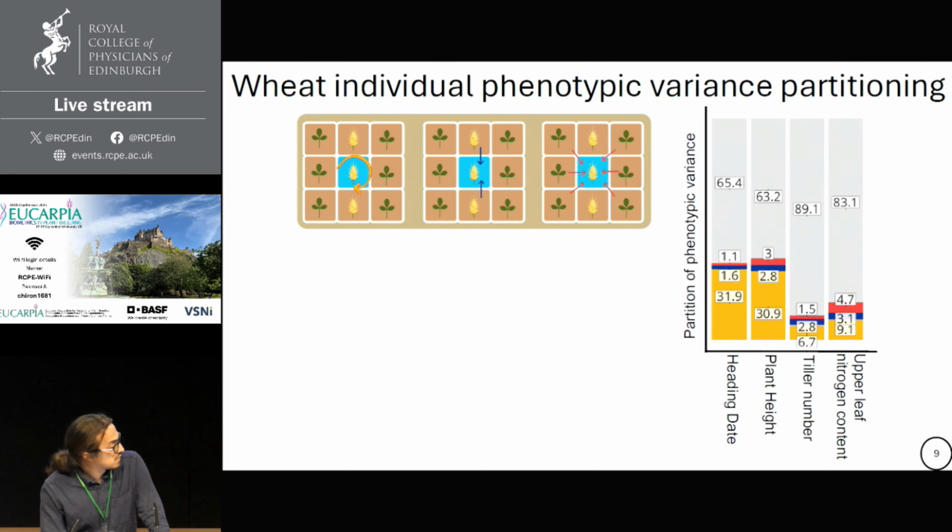So here are some of the results. On the bar plot, you can see the partition of the phenotypic variances. For the heading date, in yellow you have the DGE variance, in blue the intraspecific IGE variance, and in red the interspecific IGE variance. So here the traits are for the wheat. As a phenotypic variance, it's the interspecific IGE from the alfalfa that is affecting the variance of the wheat. So the red bar is not a genetic effect of wheat, it's a genetic effect of alfalfa.